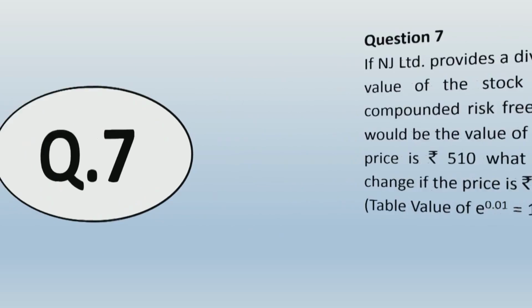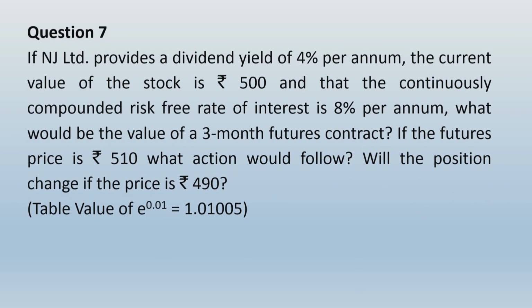Let us read what is given over here. If NJ Limited provides a dividend yield of 4% per annum, the current value of stock is rupees 500 and the continuously compounded risk-free rate of interest is 8% per annum, what would be the value of a 3-month futures contract? If the futures price is rupees 510, what action would follow? Will the position change if the price is rupees 490? Table value of e raised to 0.01 is given to you as 1.01005.